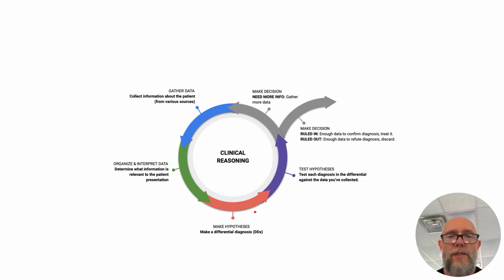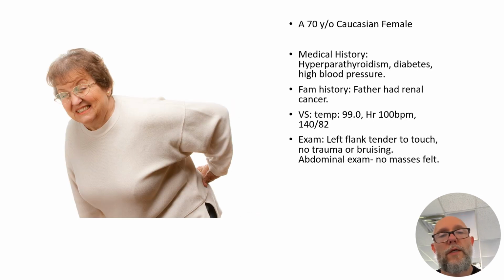All right, so clinical reasoning kind of looks like this. We're going to gather some data. We're going to organize and interpret that data. We're going to make a hypothesis. Based on what I'm seeing in these patterns, I think the problem is this. I'm going to test that hypothesis, and if I feel like I reached a conclusion, I'm going to interact with that. I'm going to start treating things. So let's take a look at Sharon. So, 70-year-old Caucasian female.